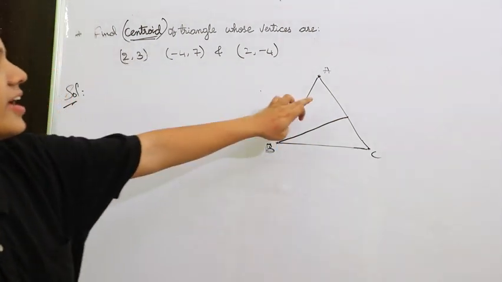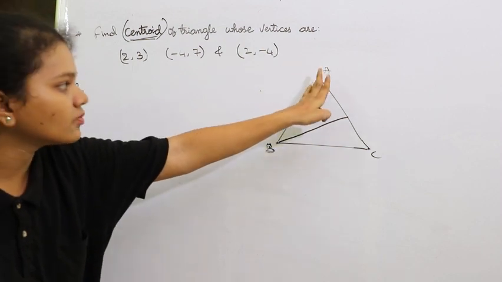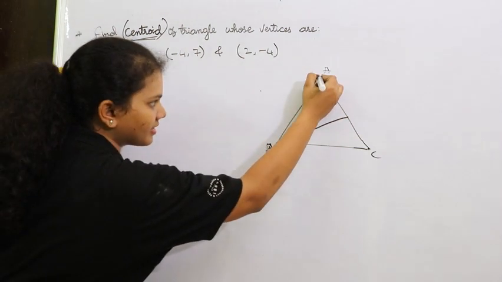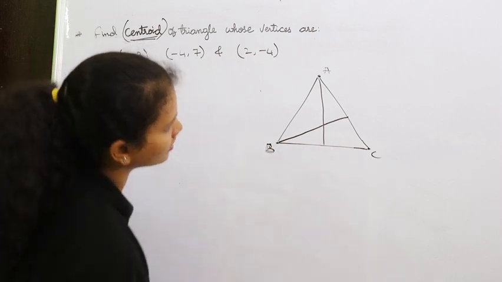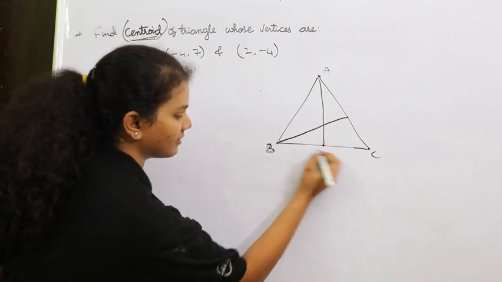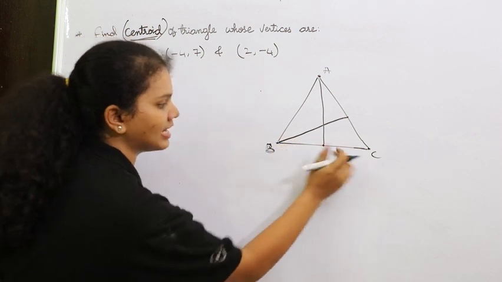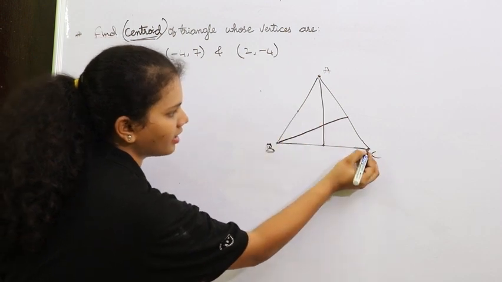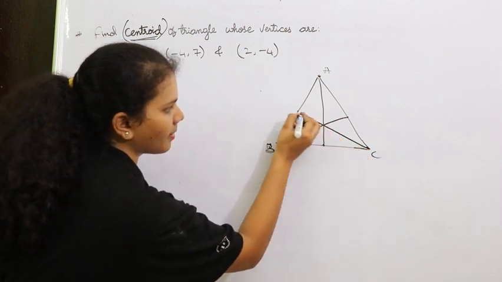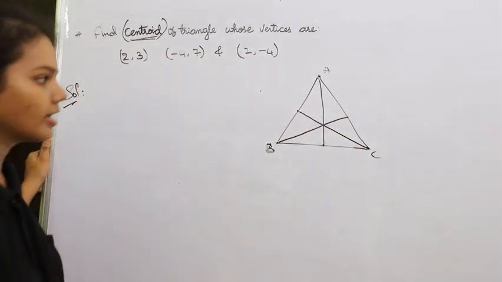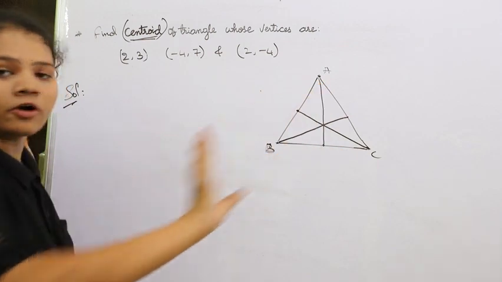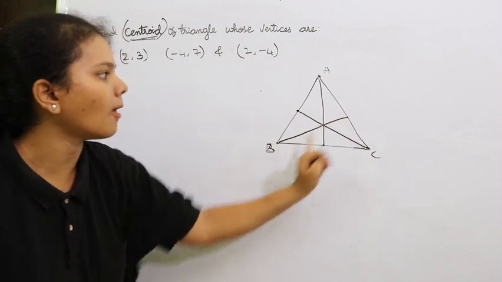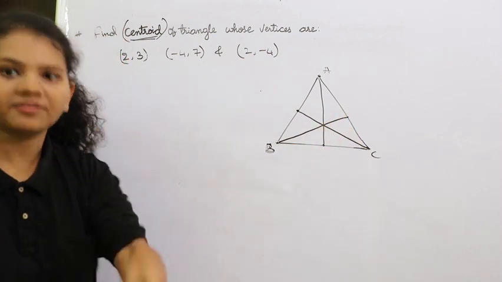So here we have vertex A. When we connect vertex A to the midpoint of the opposite line, let this be the middle point of this line. So here we connect the vertex to the midpoint of the opposite line. Clear? This is known as a median. Median is nothing but the line connecting a vertex to the midpoint of the opposite line.